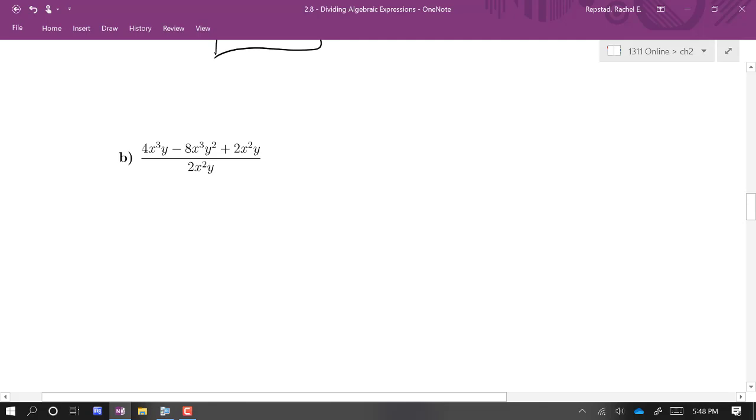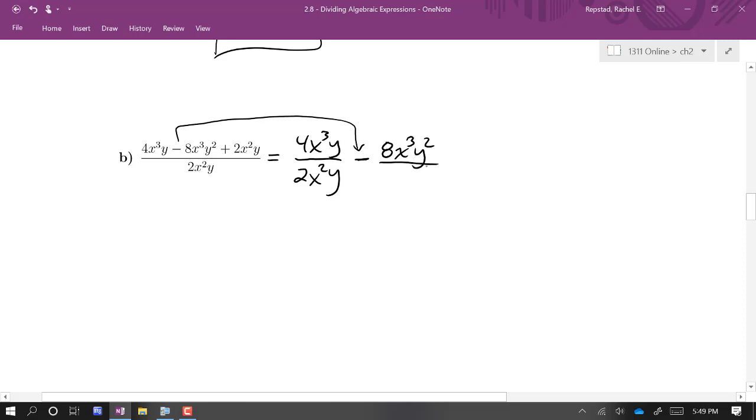So here I've got 3 terms in the numerator. I still just have the one term on the bottom. So I'm going to split this up. I'm going to write this as 4x cubed y over 2x squared y minus, that's a minus because that's a minus, 8x cubed y squared over 2x squared y.